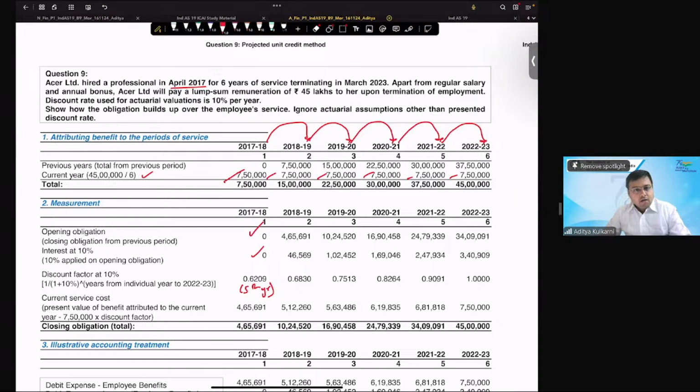Okay. Now, the discount rates become mechanical. Fourth year, third year, second year, 1 year, and 0. Is it okay? Yes. All right. So I did an accrual of 7,50,000 multiplied by 0.6209. Are you able to follow? Everyone? Did you follow? Okay. So 7,50,000 into 0.6209 gives you 4,65,691 as the first year accrual.